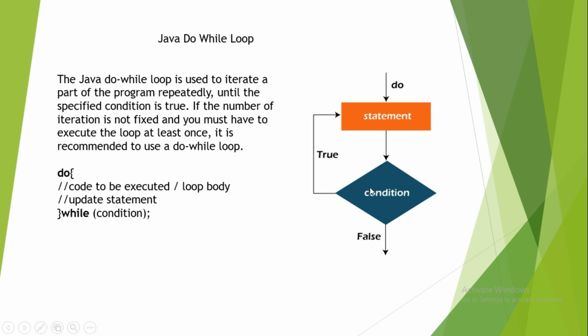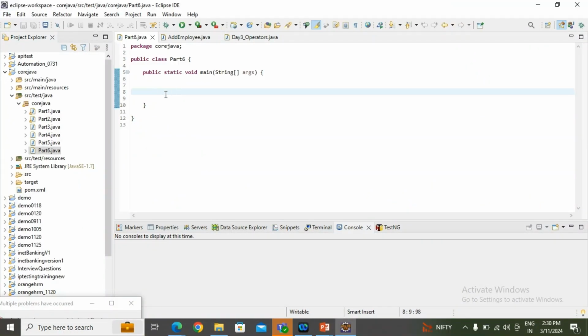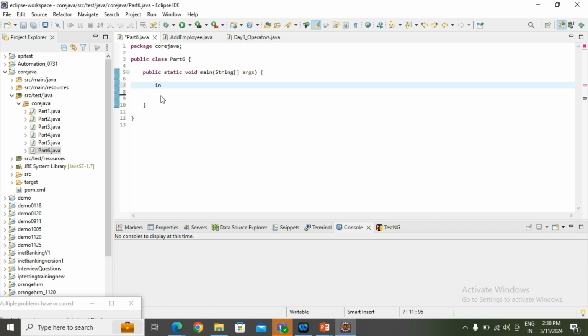Now let us see practically. Let me open Eclipse. First I will start with the while loop. Here my requirement is to print numbers from 1 to 10, 1 2 3, like this up to 10. Let me initialize variable i equal to 1.